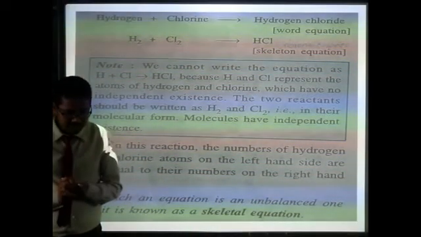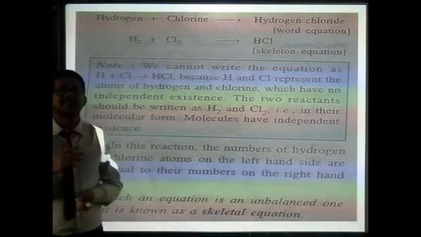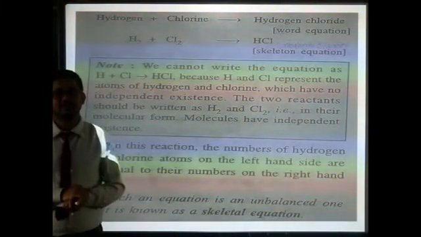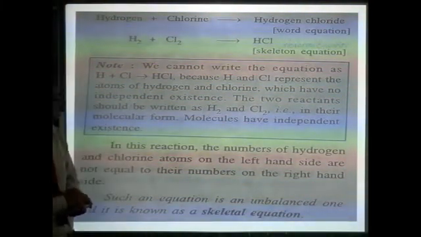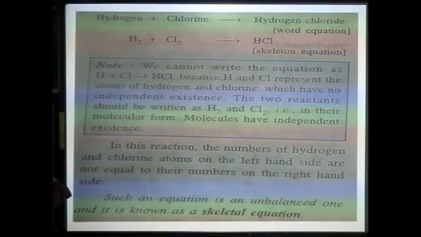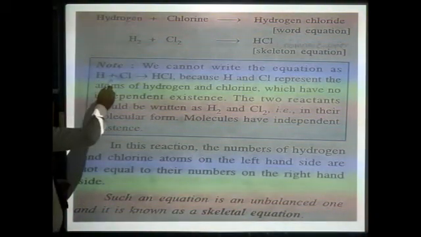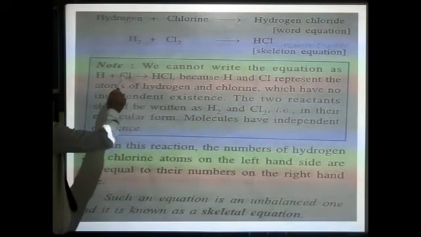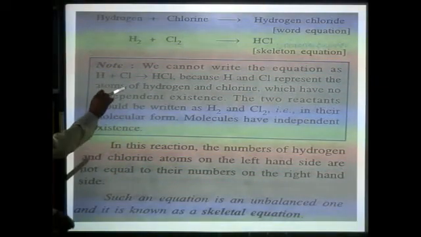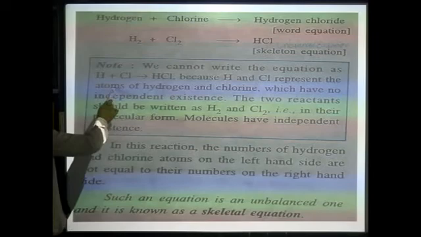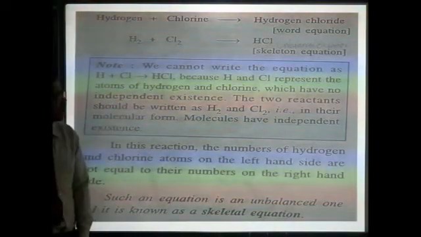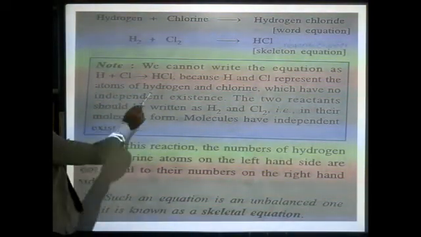And if they are not balanced, then we have to balance it. So note, we cannot write the equation as H plus Cl gives HCl. Can we write like this? No, because H and Cl represent the atoms of hydrogen and chlorine, which have no independent existence.